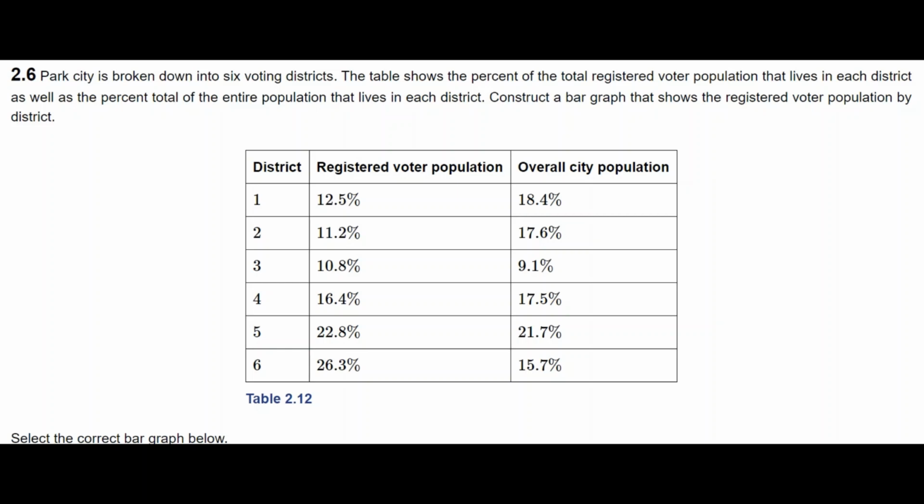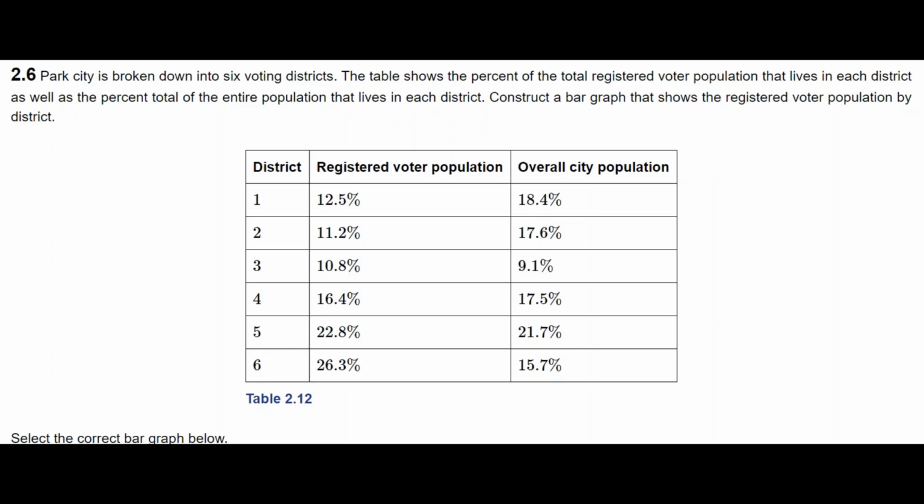I am looking at column 2, which is the voter population, and similarly in District 2 there is 11.2% voter population, and similarly we can move on to the 6th district and see that the voter population is different in each district. Now, to identify the correct bar graph of this population, we can set some variables to notice, which will help us reduce our time of making a decision.